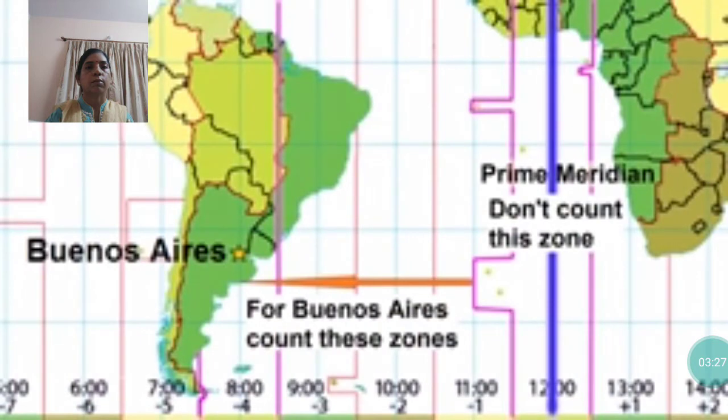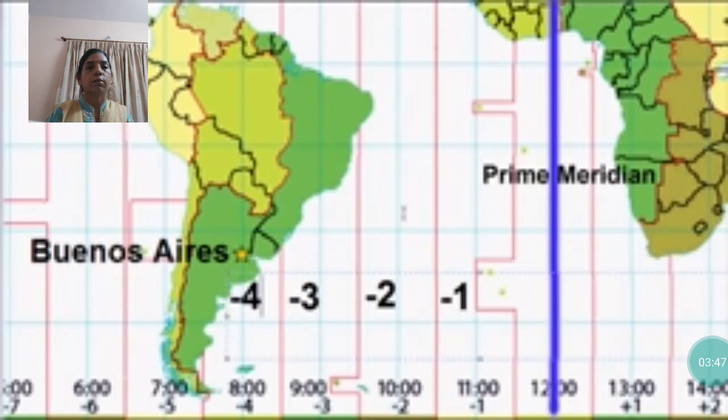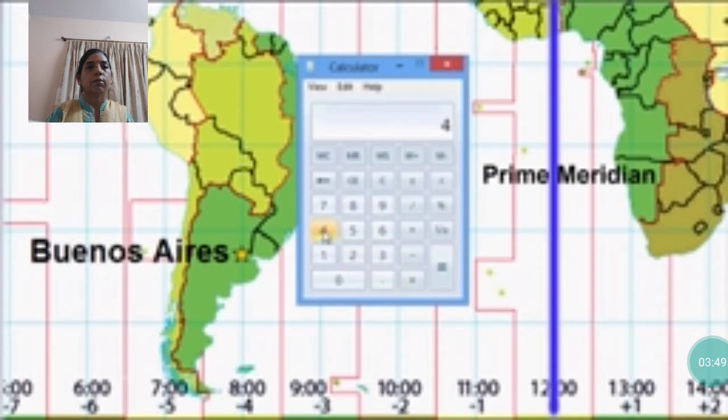When counting the number of time zones away a location is, count the time zone your location is in, but do not count the time zone that Greenwich is in. For example, I will count for Buenos Aires, Argentina. 1, 2, 3, 4. So, if the time is 4:34 GMT, I will subtract 4 hours to find out the time for Buenos Aires. The time will be 0:34.